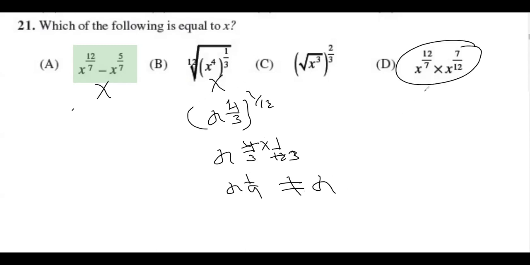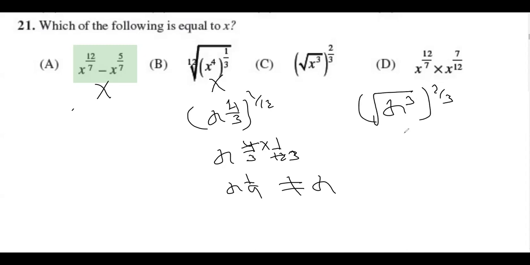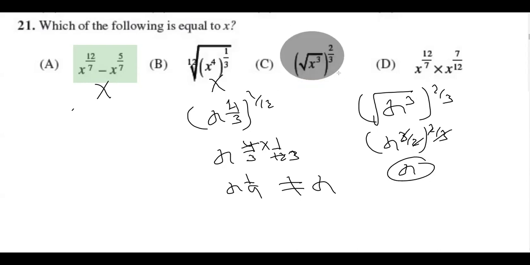Let me first do this part. If I simplify this, as you can see, why not start with the C part first? In the C part, this is x raised to the power 3 whole under root, that raised to the power 2 by 3. If I remove this root, clearly I have to write this as 3 over 2, and that raised to the power 2 by 3. So on multiplying, these get cancelled. So we get x raised to the power 1, which is x only.